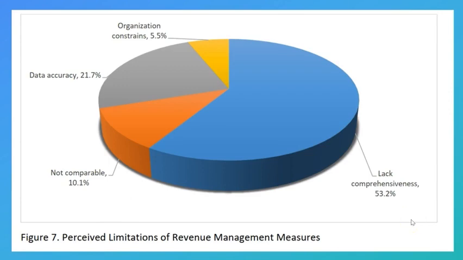Then the respondents were asked about their perceived limitations of revenue management measures. And the primary limitation, at 53.2%, is lack of comprehensiveness. So what does this mean? Revenue management measures usually do not include cost, profit, or different sources of revenues. So this is perceived as the biggest limitation.